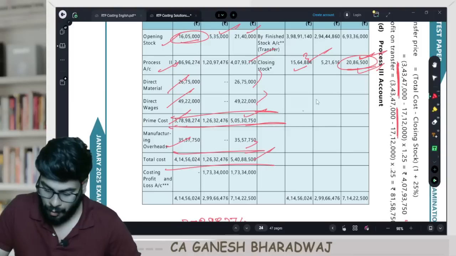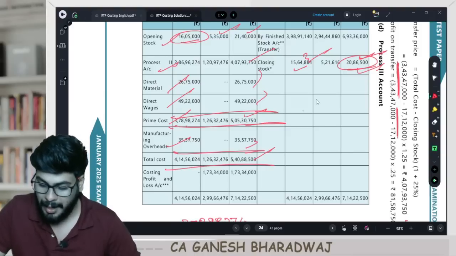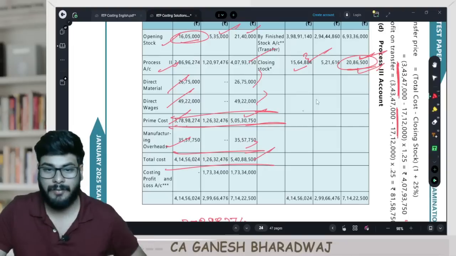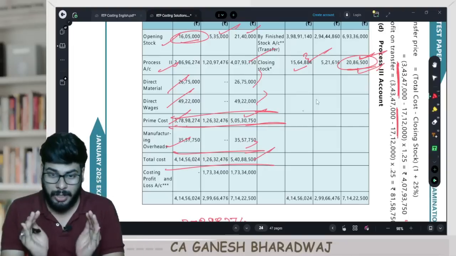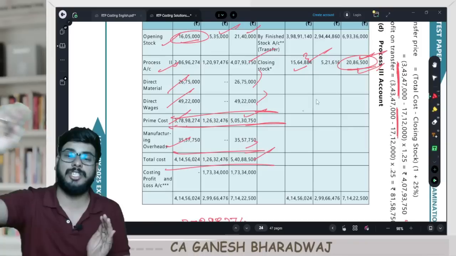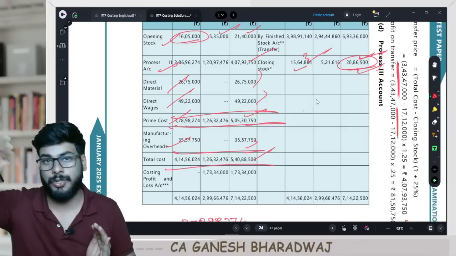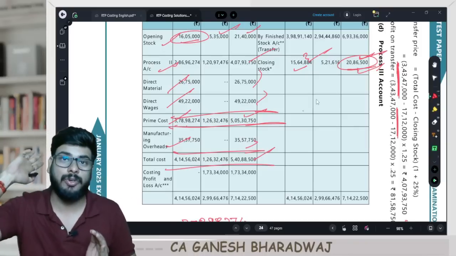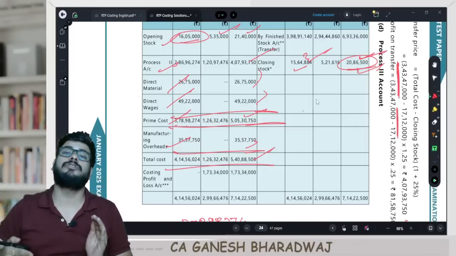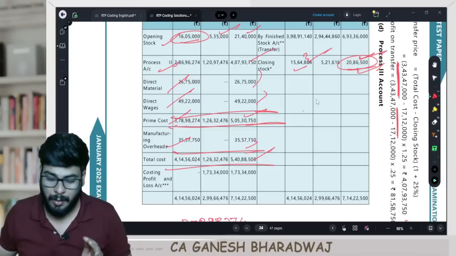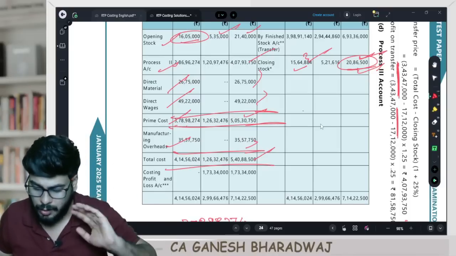So 5 crore 40 lakh 88,500 minus 20 lakh 86,500. This is going to be the cost of the units that I'm going to transfer, of the output that I'm going to transfer to the finished stock. But I'm not going to transfer it at cost. I'm going to transfer it at cost plus 33 1/3%. Correct? That is what is given in the question.